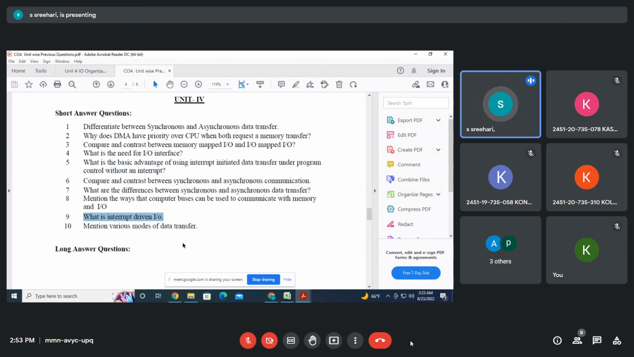It is going to be generating an interrupt, instead of watching or monitoring the flag bit as in programmed IO, right? So that is for interrupt initiated IO.